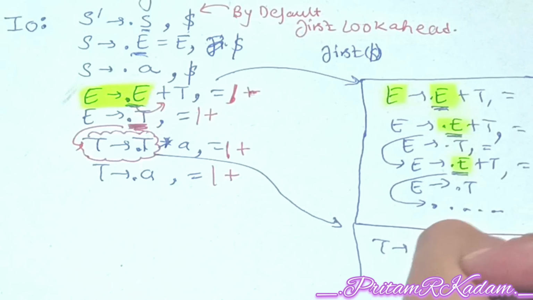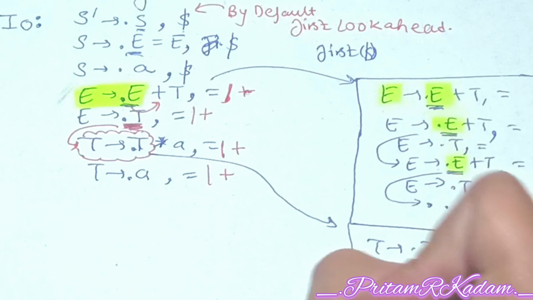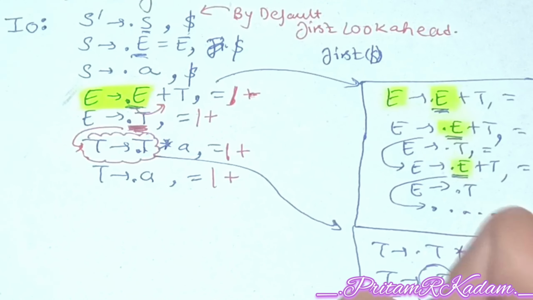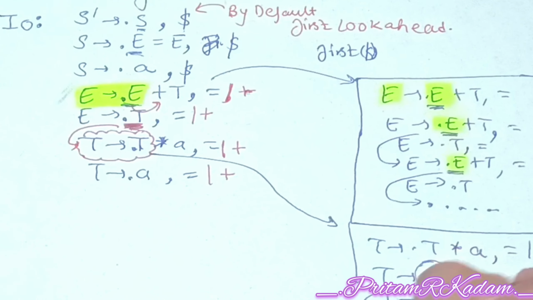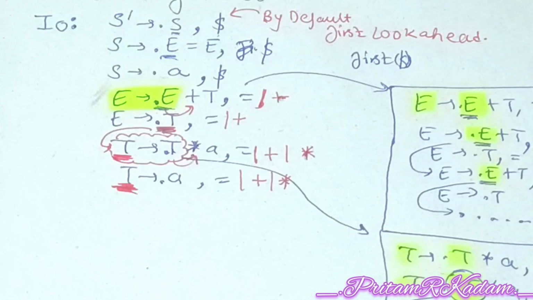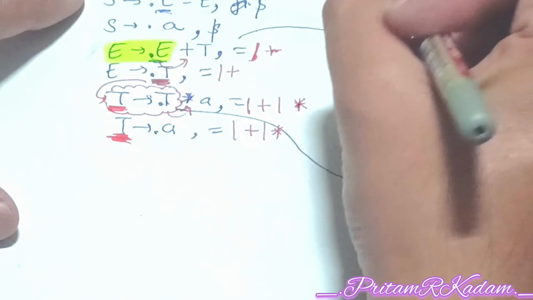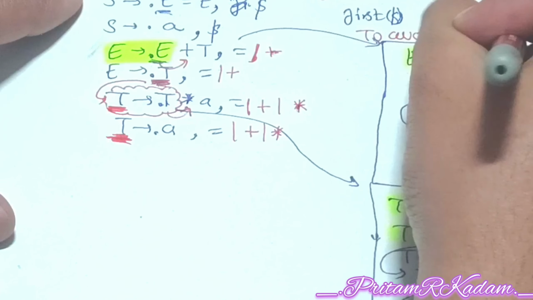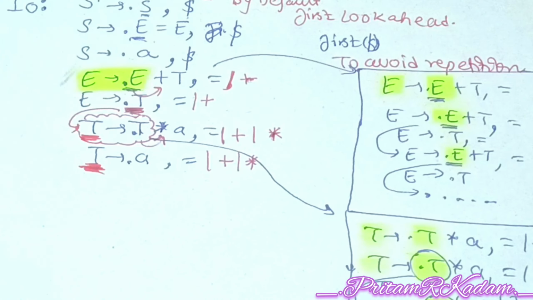Let me write how it was a loop. T gives dot T star A, so we would have written the T again, then the T again, and then again. For solving this, we would do the same. That is, we will find the first of the next element and we will write the look ahead as first of the next element, which was star. So I wrote slash star in the look ahead part of T's production, T gives dot T star A, and again for T gives dot A, because once it was in loop there was also the production of T gives dot A.